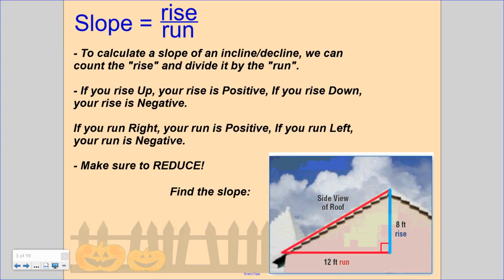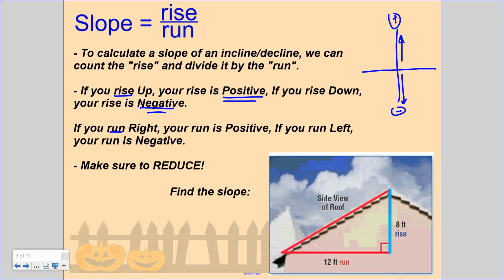So the rise, if you rise up, so rise refers to your up and down movement. So if you rise up, your rise would be a positive value. And this should make sense mathematically because if we think of moving up on a coordinate grid, this is in the positive direction. If you rise down, so if you go down for your rise, you're moving in the negative direction. That would be a negative value.